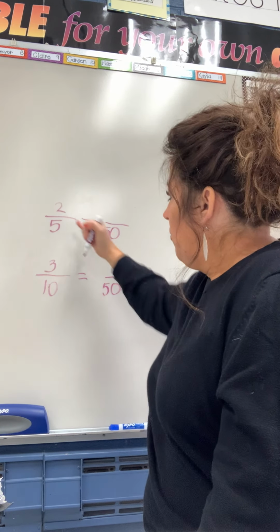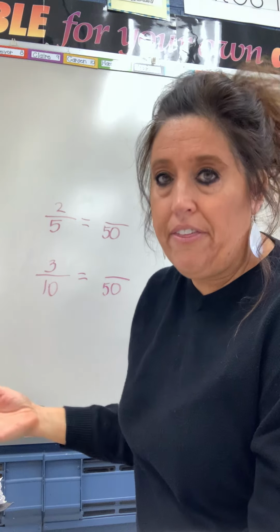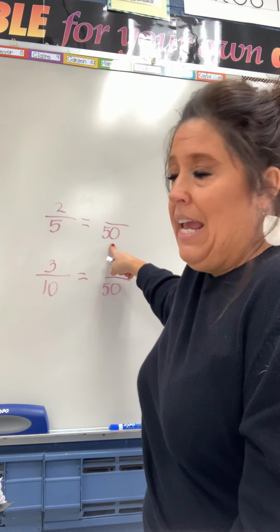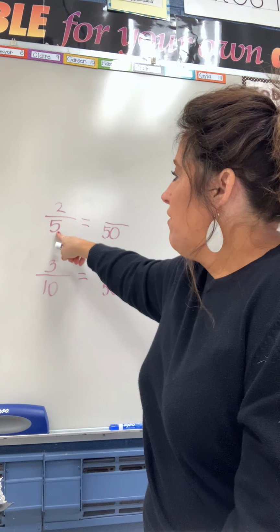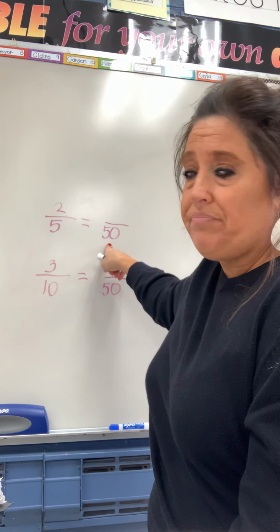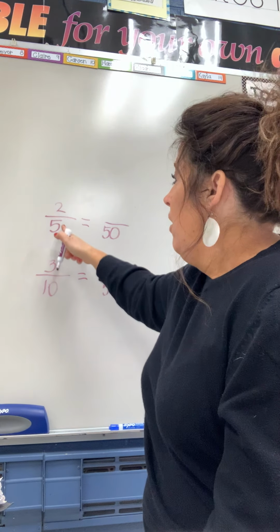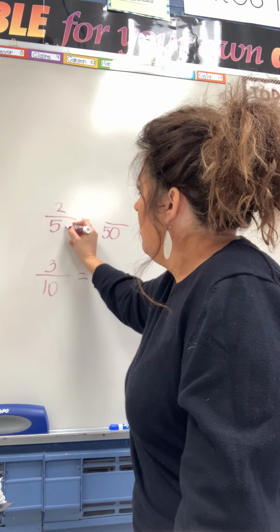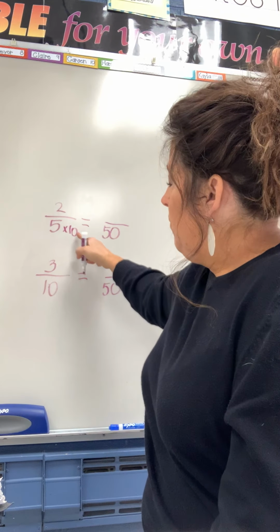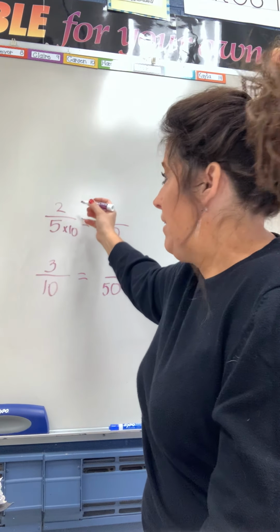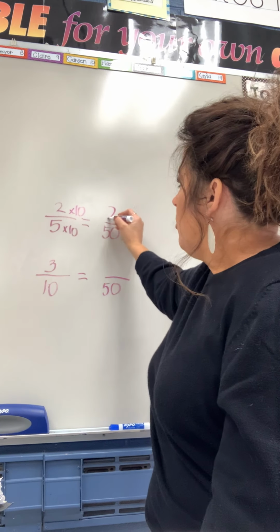So we're going to turn both of these fractions into 50ths. How do I do that? Well, 5 goes into 50 how many times? In other words, what times 5 is going to get me 50? Whatever I do to the denominator, I'm going to do to the numerator. So 5 times 10 equals 50. Because I multiplied my denominator times 10, I want to multiply my numerator times 10. When I do that, I get 20.